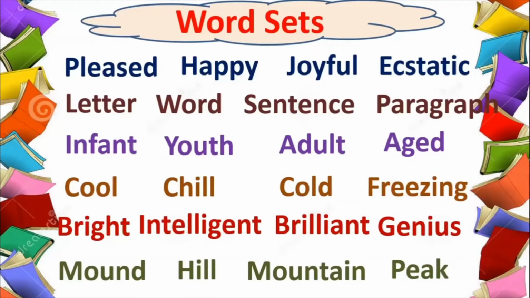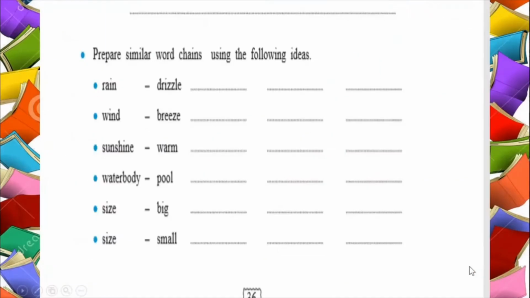So this is an example of word sets where you prepared 6 sets of words which are all related, but they are in different orders of increasing or decreasing intensity. Okay children, so this is one exercise. Let us go to the next exercise now. That is also an exercise related to vocabulary.